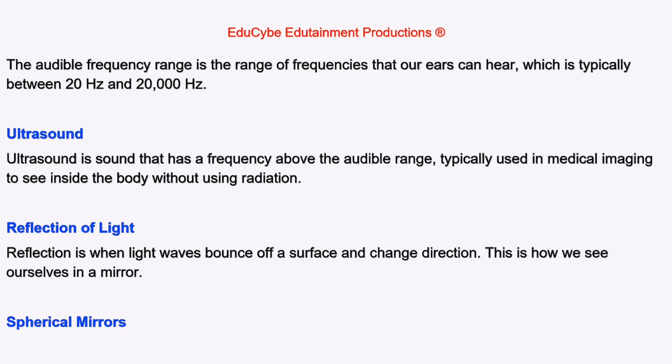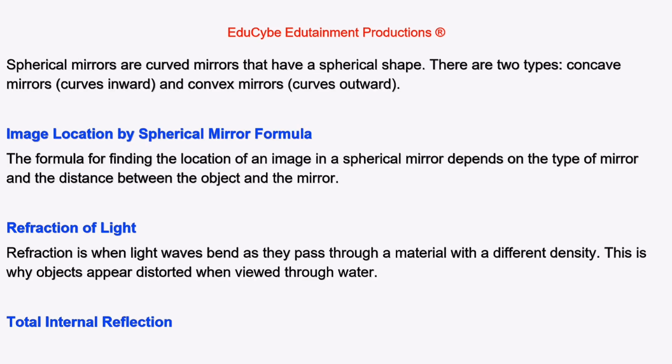Spherical mirrors. Spherical mirrors are curved mirrors that have a spherical shape. There are two types: concave mirrors, which curve inward, and convex mirrors, which curve outward. Image location by spherical mirror formula. The formula for finding the location of an image in a spherical mirror depends on the type of mirror and the distance between the object and the mirror.